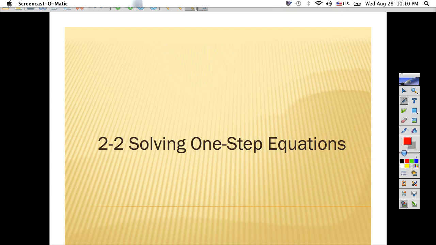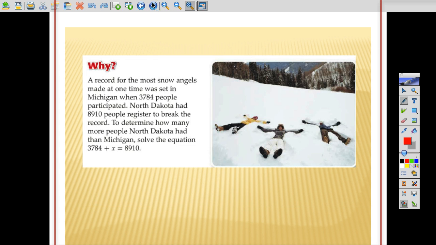This is Chapter 2, Section 2, Solving One-Step Equations. So this is again a review of what we've already learned in pre-algebra. You're all familiar with solving one-step equations. Okay, so why do we learn about how to solve one-step equations?